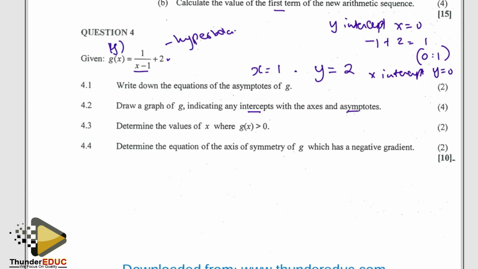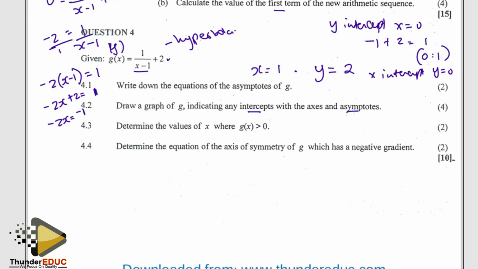Replace 0 there. So 0 is equal to 1 over x minus 1 plus 2. Let's move the 2 first. So that's going to be negative 2 equals 1 over x minus 1. Cross multiply. That's negative 2 into x minus 1 is equal to 1. When you open this up, negative 2x plus 2 is equal to 1. Move the 2.